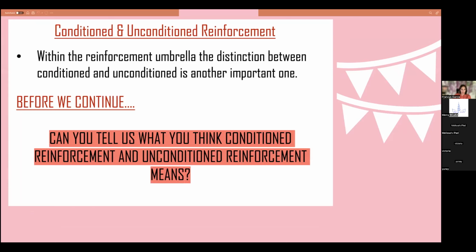Conditioned and unconditioned reinforcement. Within the reinforcement umbrella, the distinction between conditioned and unconditioned is another important one. We have to understand what the difference is. I'm not going to make you tell me what you think they are, but take a moment, pause the video, and think about what you think this is. Or obviously, if you've been studying, you should have more or less of an idea. This helps you formulate questions and better understand the material.